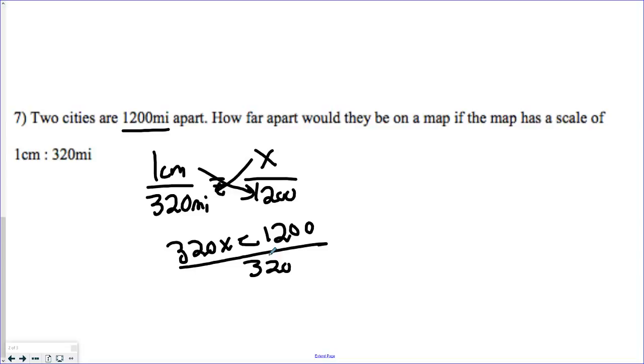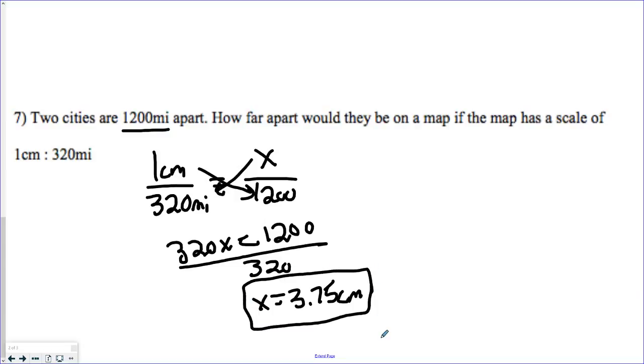So again, it's the exact same as the first one, just different wording. And this gives you 3.75, which would be centimeters. That's how far apart they would be on this map. So the first and the last one on this page are pretty similar. The middle one with the scale factor is a little bit different. But again, they're all about setting up your fractions and ratios correctly.